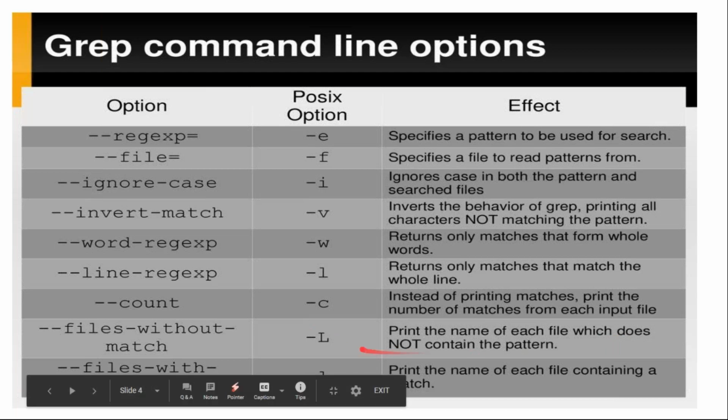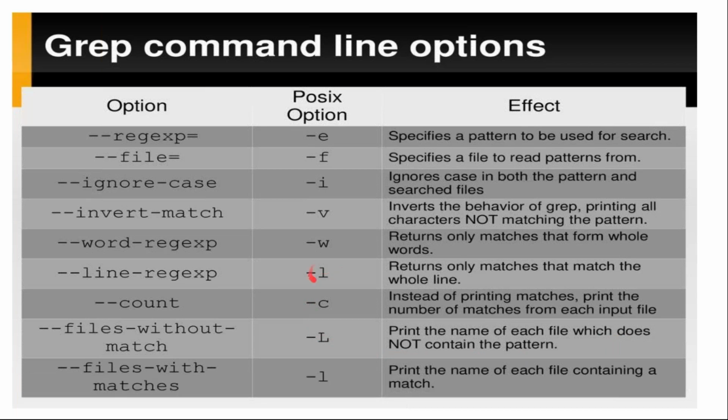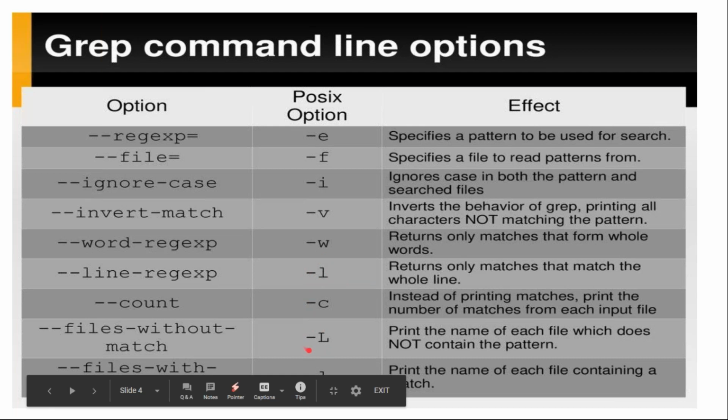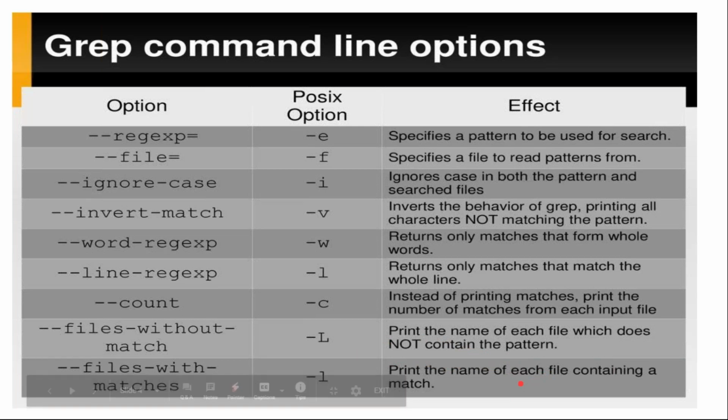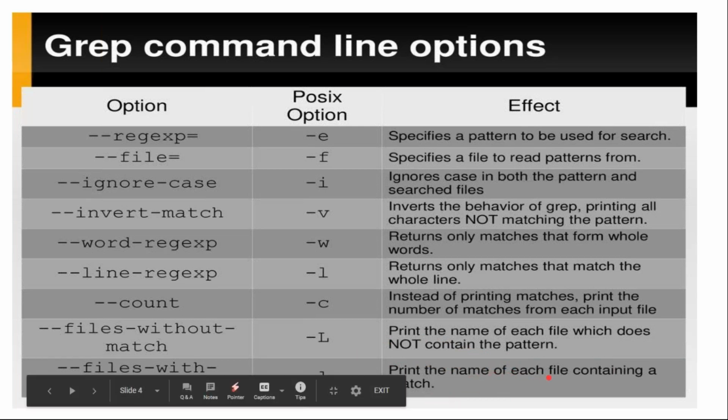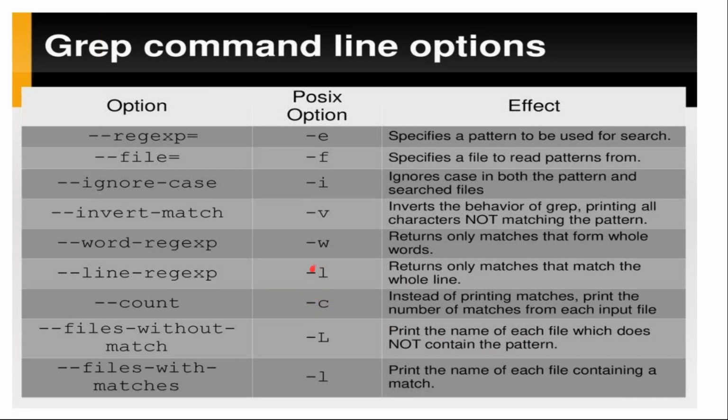Similarly, print the name of each file which contains the pattern, that gives a small l. That will give you the file containing the pattern, and capital L will print the file which does not contain the pattern. Fine. So small l prints each file that contains the pattern, capital L prints each file that does not contain the pattern, and C is for the number of matches you have.